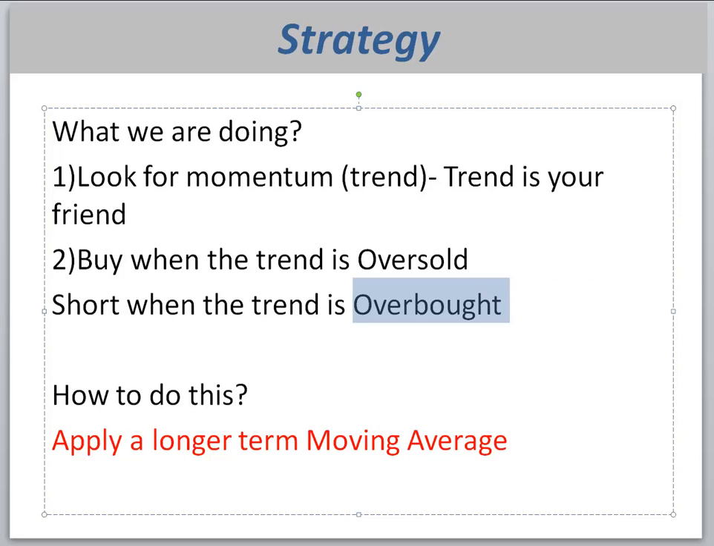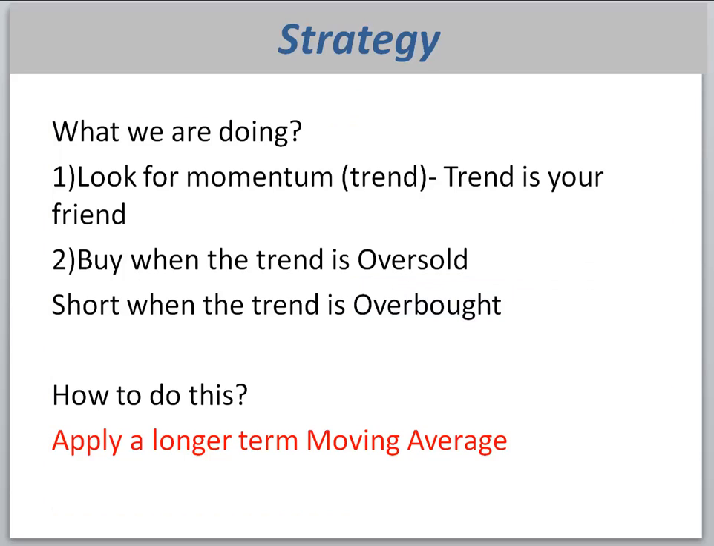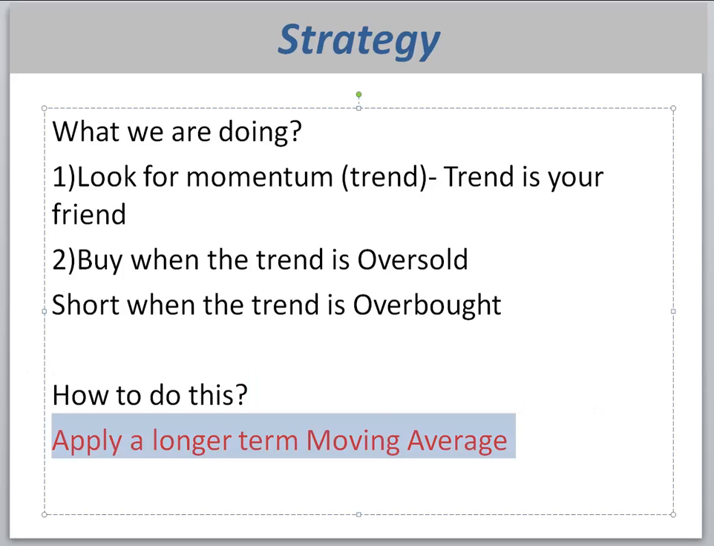Okay, so how do you do this? This sounds a little strange. You want to go with the trend. You want to be buying something that's strong, even though it's weaker. So is it strong or is it weaker? So how does that work? How to do this? We're going to apply a longer-term moving average.